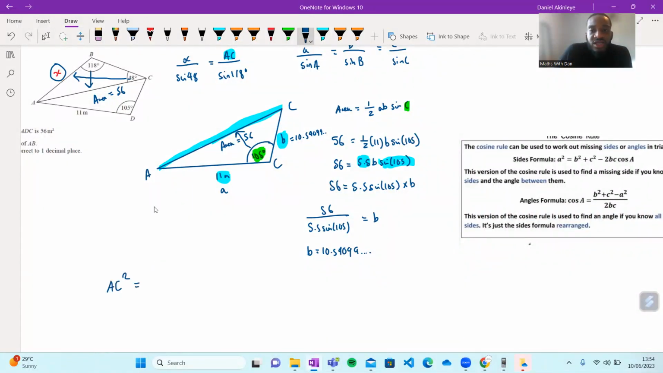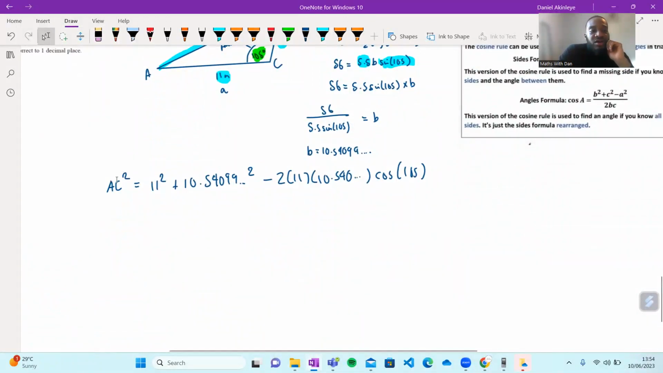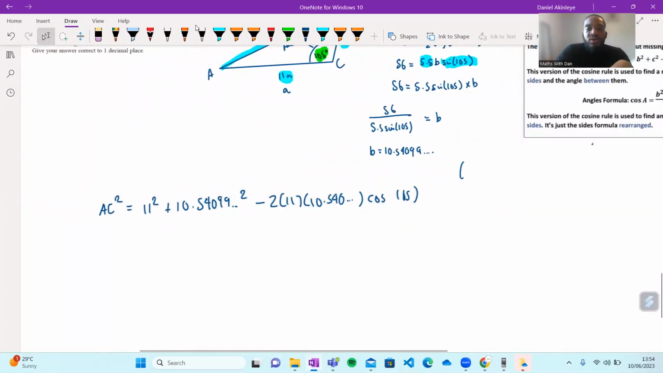According to the formula, AC squared is equal to the two sides, which is 11 squared, plus 10.54099 squared, minus two lots of the two sides, 11 and 10.54, blah, blah, blah, cosine of the angle 105. So all I'm going to do now is put this into my calculator and then square root, and that will give me the distance AC, and I'm pretty much done. Let me do this here. Just make sure. Okay, copy this here.